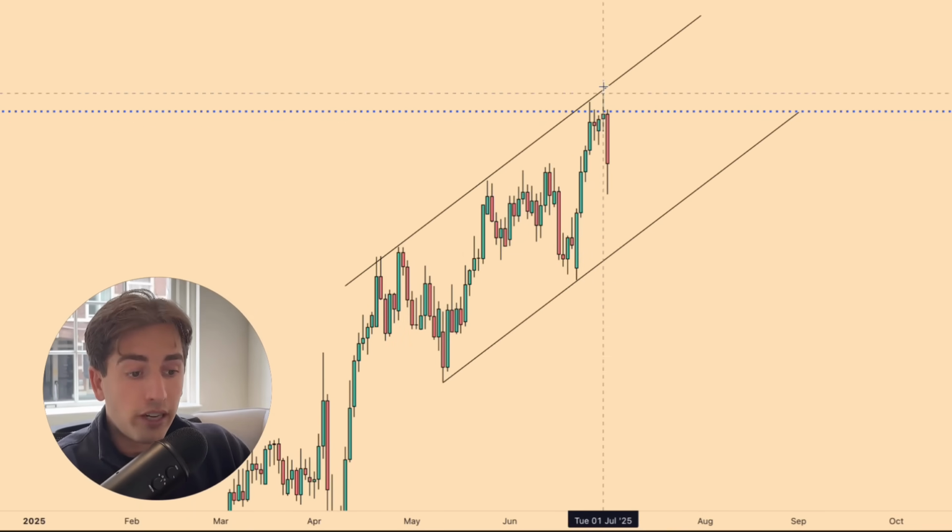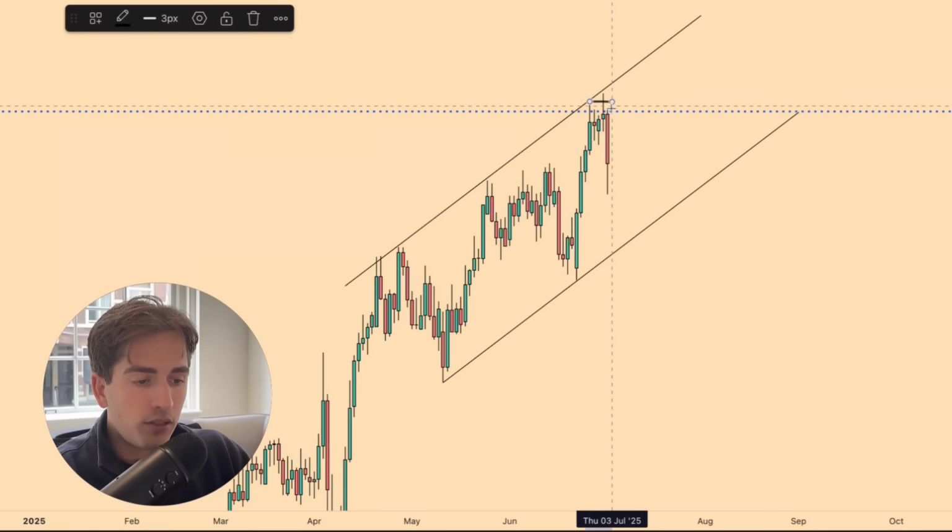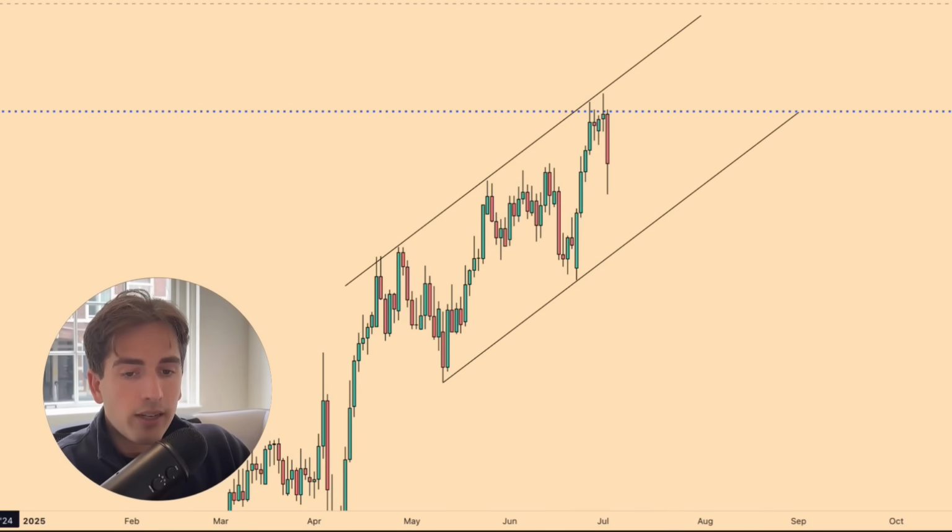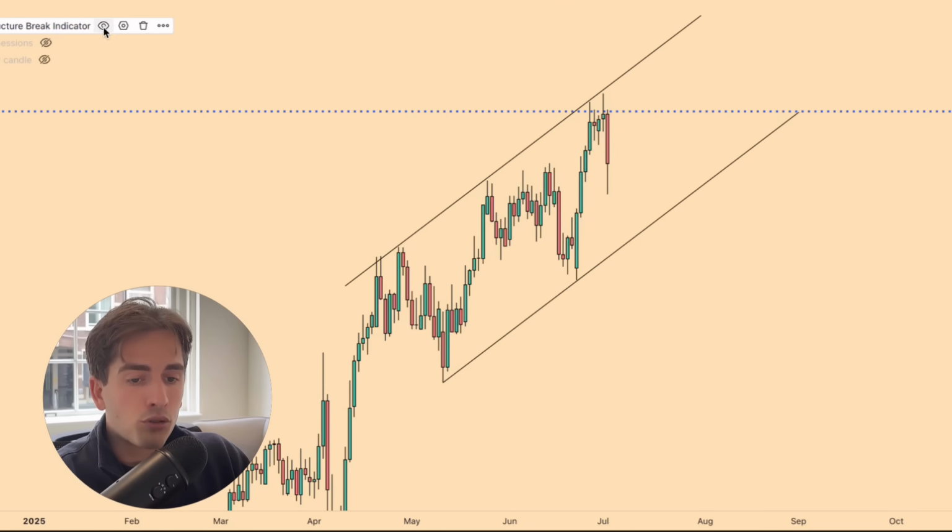Now the easiest way to identify that the actual market wants to head down lower is by looking for a so-called change of character that took place after taking out the overall swing high. Now I myself use an indicator called the fractal structure break indicator.